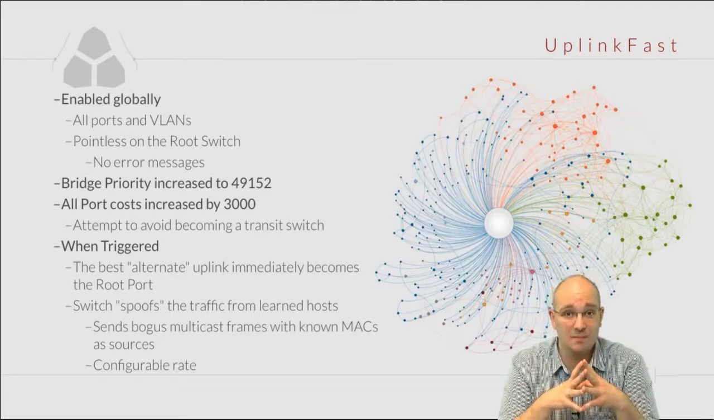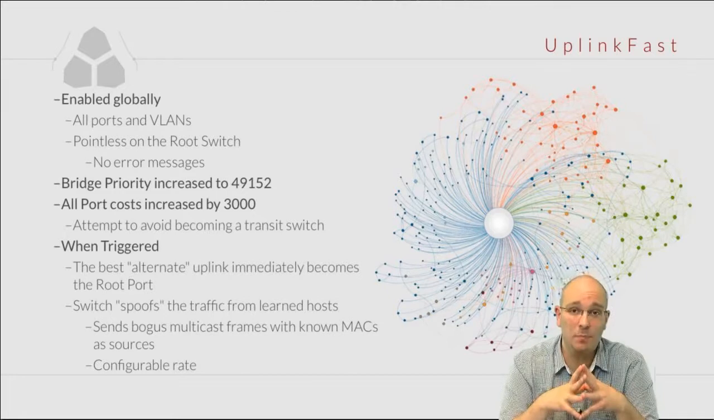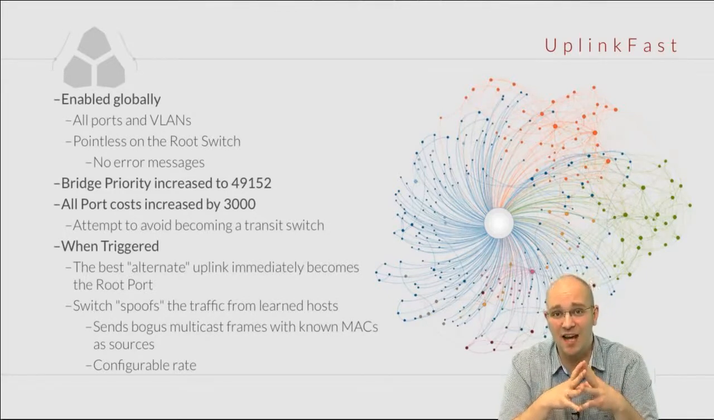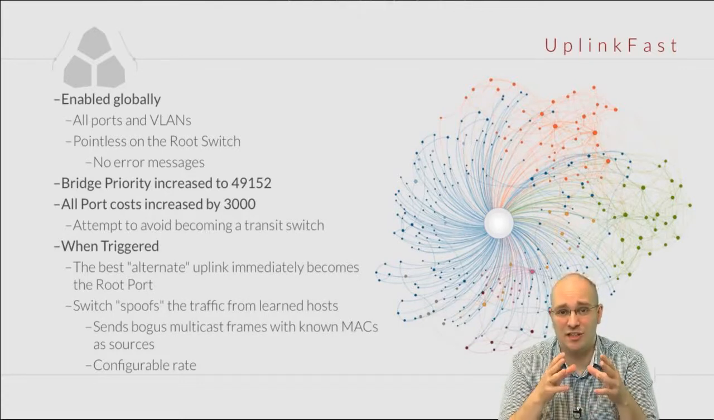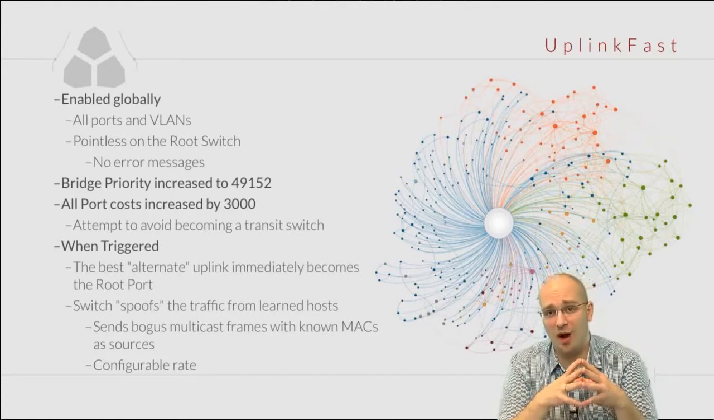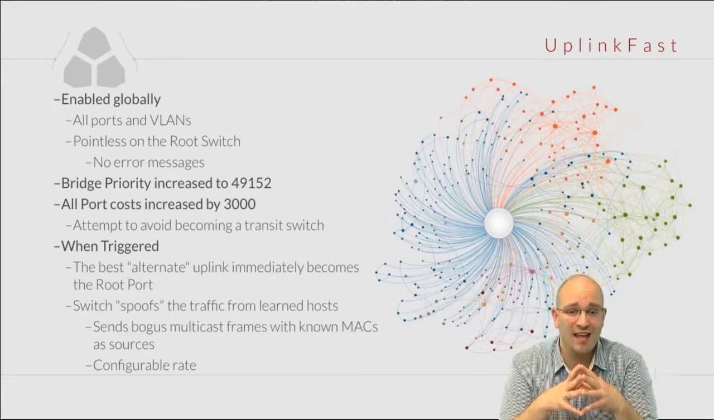And that happens immediately. It is going to bypass both listening and learning phases and go immediately into the forwarding state. The reason why it can bypass those two transient states is because the switch knows it's a loop-free environment, because it keeps track of all the BPDUs, not only the superior, the best BPDU.